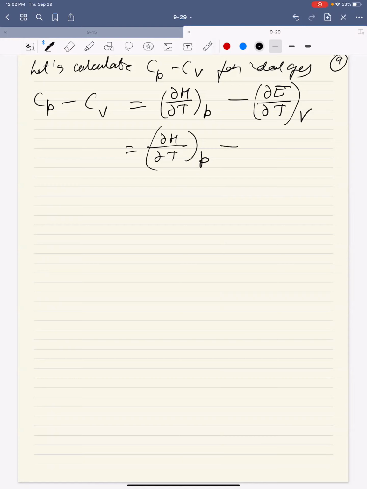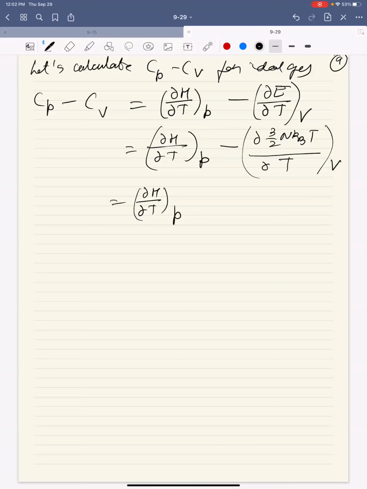We can just write down the expression for energy, right? We just said that for the ideal gas, that was 3/2 n kBT. And instead of R, I'm writing Boltzmann constant because n is measuring number of atoms instead of number of moles. We are all semi-physicists, so it's just a scale. So partial T at constant volume, that we can calculate. So this is going to be partial H by partial T at constant T minus 3n kB by 2. That's it, right?